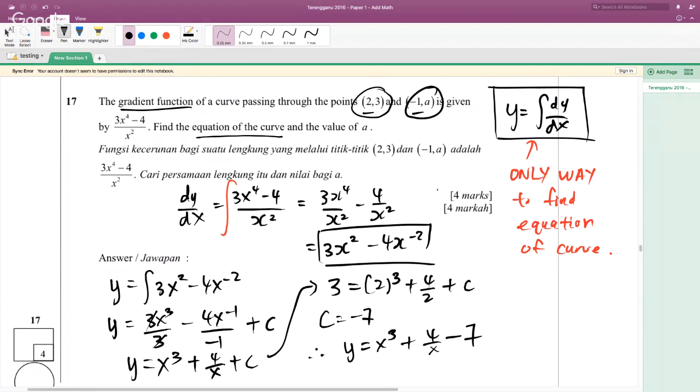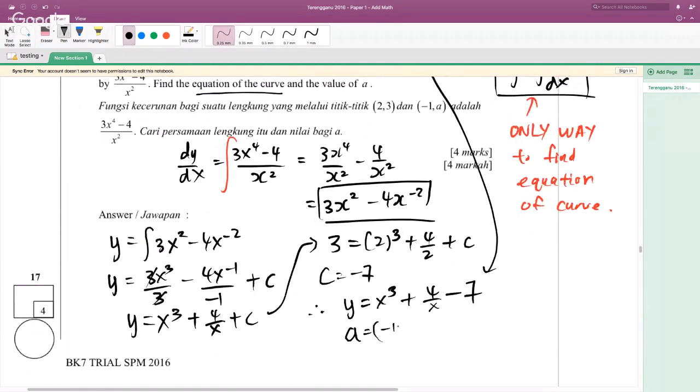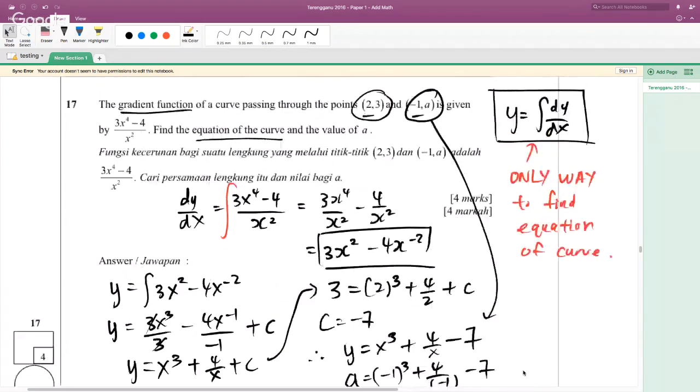Then in order to get the value of a, I just substitute this coordinate into my final answer. Negative 1 is x, a is y. So a equals negative 1 cubed plus 4 over negative 1 minus 7. So a equals negative 1 minus 4 minus 7. A itself is just equal to negative 12. Okay, this is how we actually solve this kind of question. So I hope I do answer your question, Filmy.